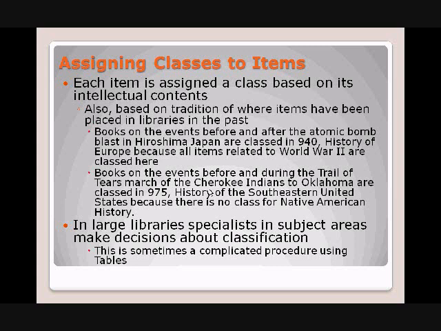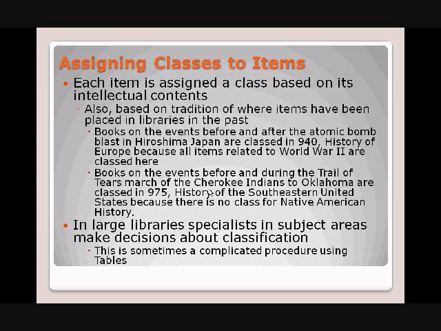And then as another example, there's books on events before and during the Trail of Tears marches in 975 History of the Southeastern United States, because there is no Dewey classification for Native American history. Both of these are an example of the Western bias that is inherent in our Dewey classification systems. Typically, in large libraries, specialists in these subject areas make decisions about classification because this is sometimes a complicated process using the Dewey tables. But for beginners, this is really a hit and miss process.